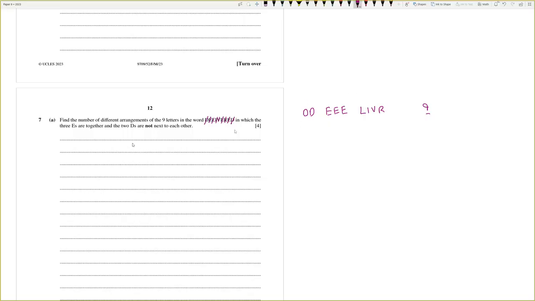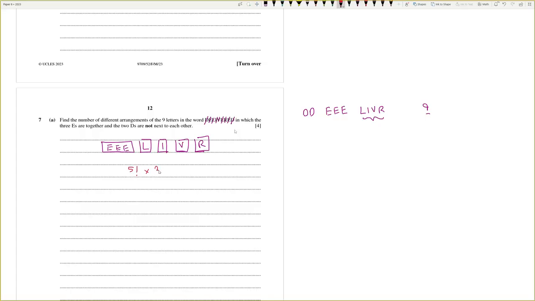Okay, let's do this. So the 3 E's have to be next to each other. So we get E, E, E. They are together, and we have 4 other letters over here, LIVR. For example, now how many arrangements are there for these? Basically, in total, how many units are there? These are single units, and the 3 E's are considered as 1 unit. So you have a total of 5 units over here, which can be interchanged. So that's 5 factorial for all of these 5.